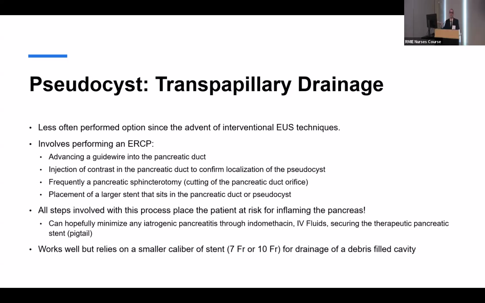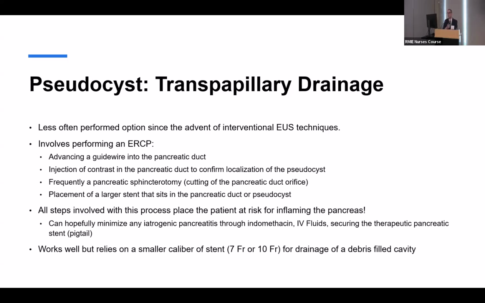And so we need to get this decompressed somehow, but it's too big or too small for us to fit our EUS guided approaches. And so this would be a perfect example of when you would do it. What happens with this? It's just basically doing an ERCP. You're getting the wire to go into the pseudocyst or around the pseudocyst, and you're placing a stent.